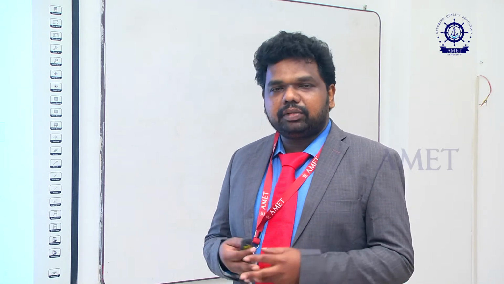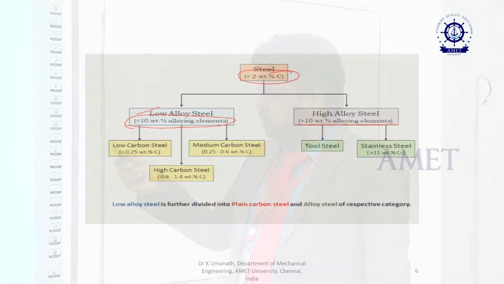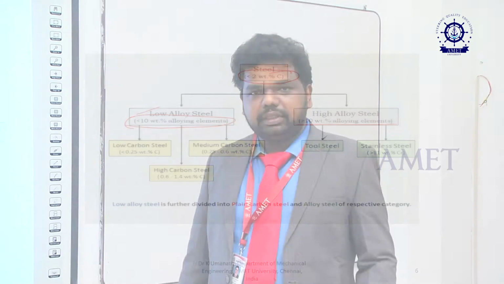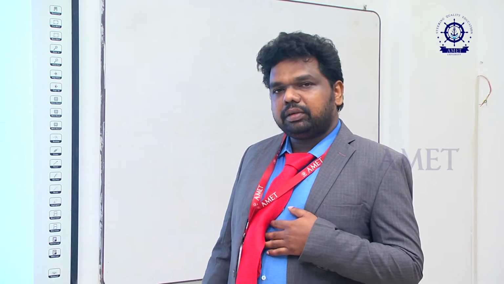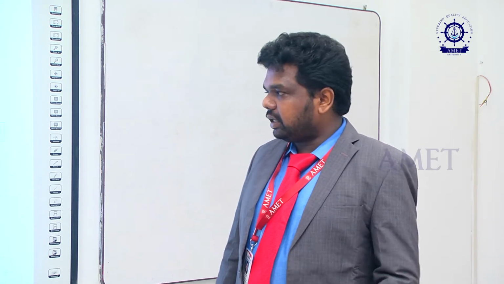So, let us discuss the different classifications of steel material. Steel is normally classified into low alloy steels and high alloy steels, two types. In low alloy steels, the alloy components are mostly less than 10% of other elements. Low alloy steels are classified into three types: low carbon steels, medium carbon steel, and high carbon steels.